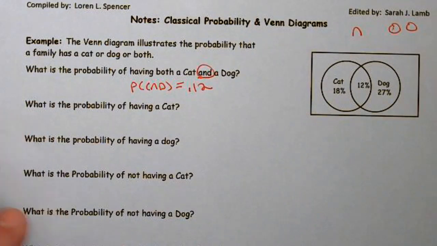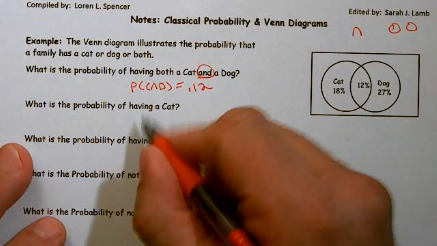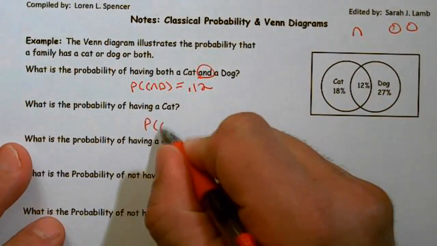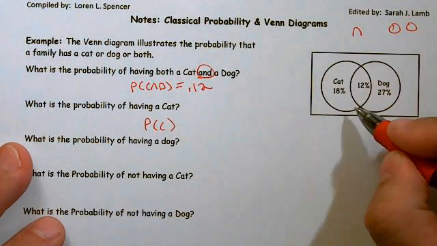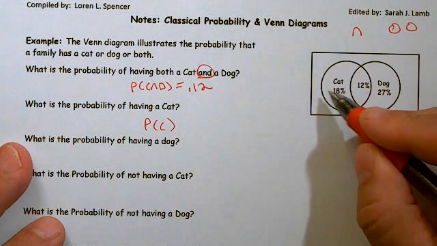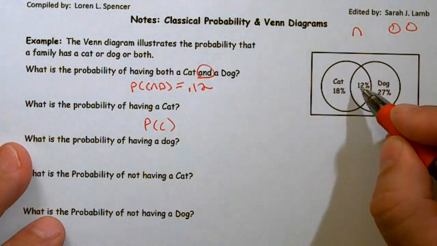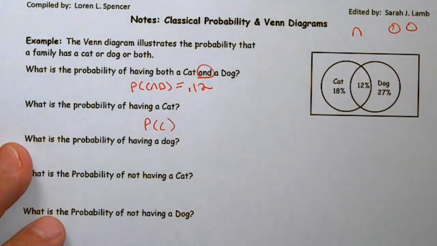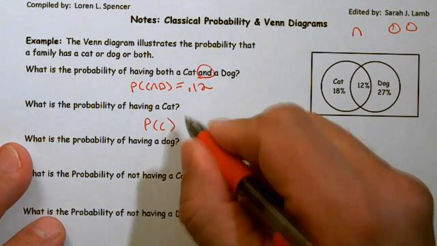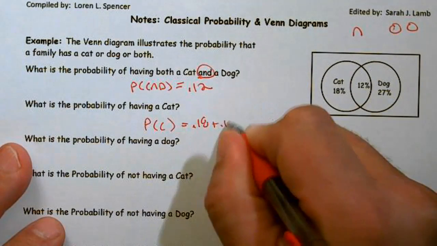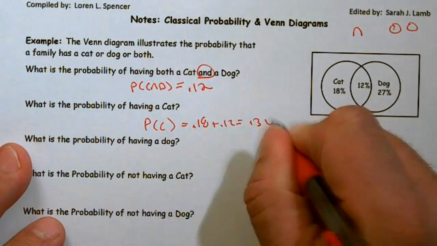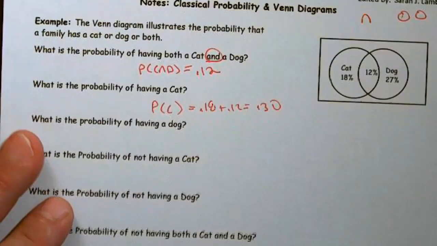Then it says, what's the probability of having a cat? All right, so we're looking at the probability of having a cat, which is this circle right here, which is going to be the entire, not just the 18%, not just the 12%, but the 18 plus the 12. So in this case, it's going to be 0.18 plus the 0.12 equals 0.30. That's the probability of having a cat.